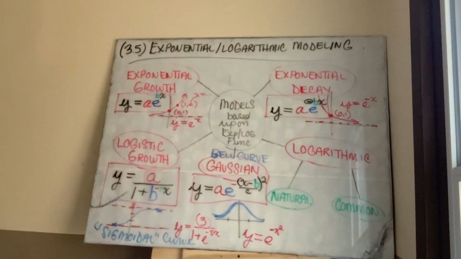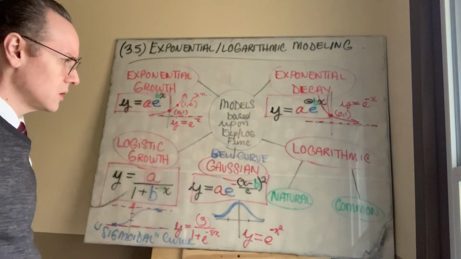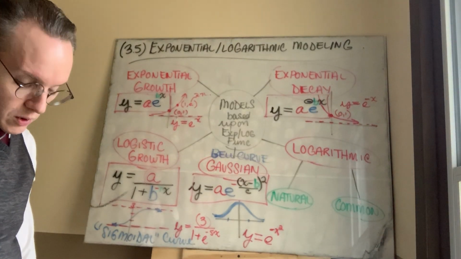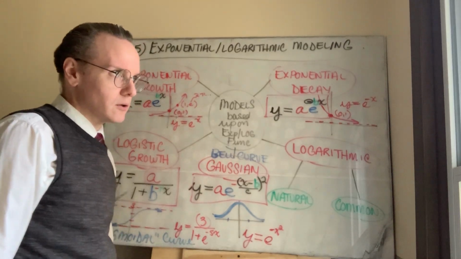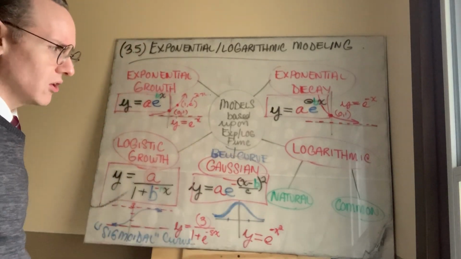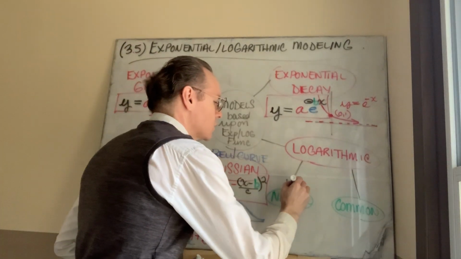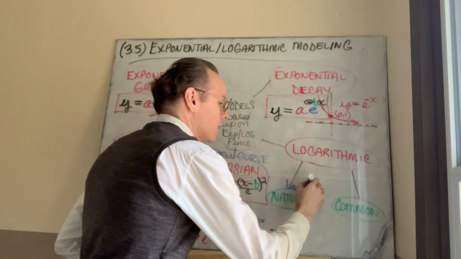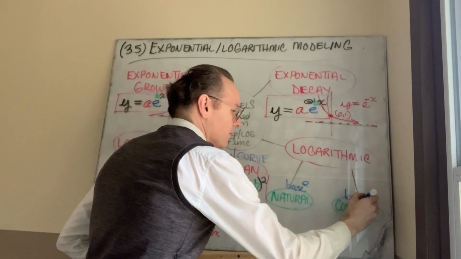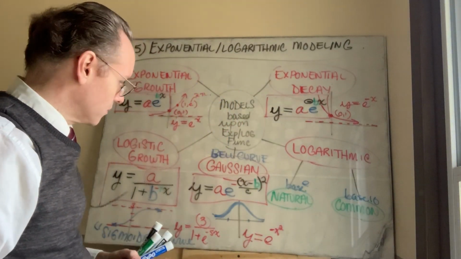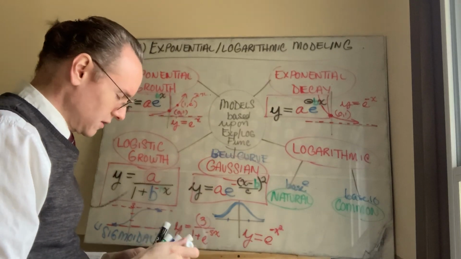As for the logarithmic, purely logarithmic, there's those that are based on natural log, base e, and those that are based upon common log, which is base 10. Right? Remember that. If it's natural, it's base e, and common is base 10. Right, so, as for an equation, you'd see something like this.